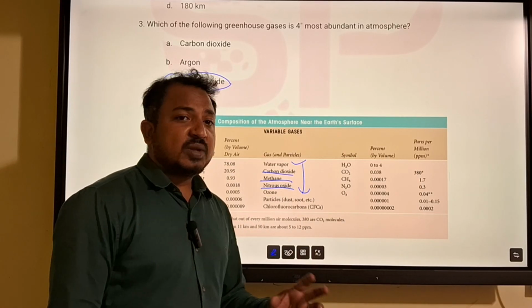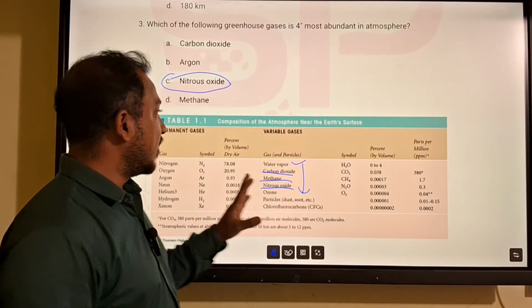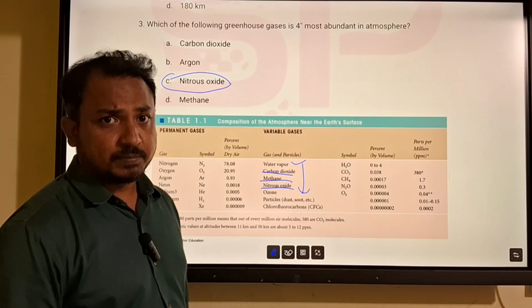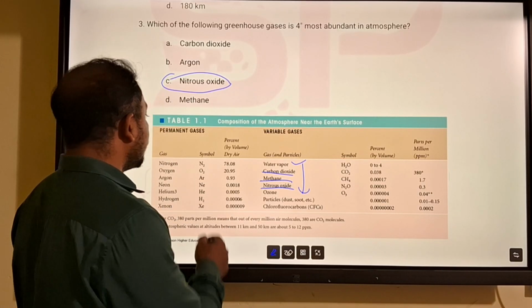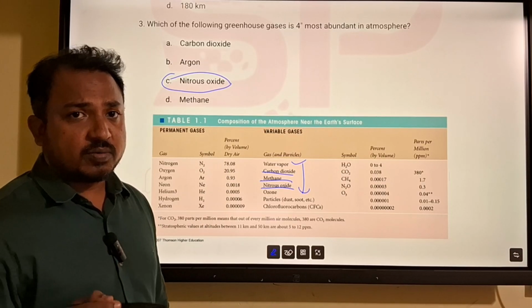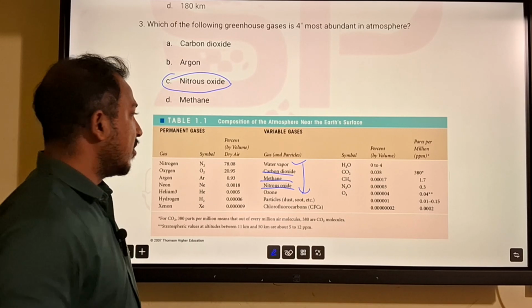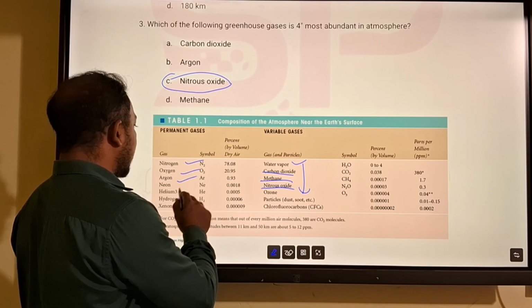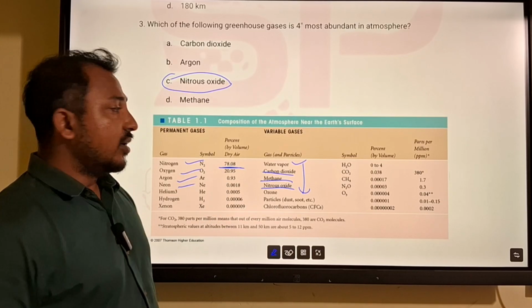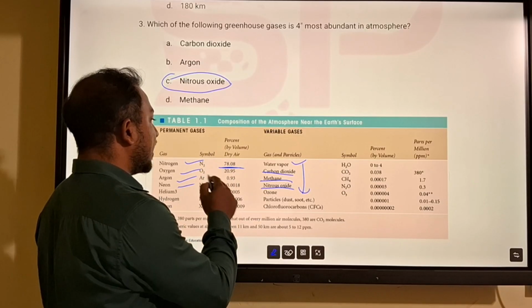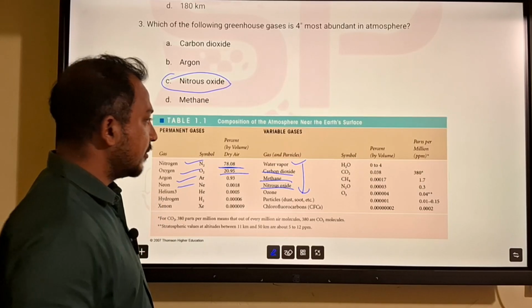If you consider the composition of the atmosphere near the earth's surface, the gases are classified into two main types: permanent gases and variable gases. The permanent gases present in the atmosphere remain almost constant in percentage for a long period of time, and they do not change with location and time. Those are nitrogen, oxygen, argon, neon. Nitrogen is the most abundant, occupying 78%. Oxygen is next, at approximately 21%.